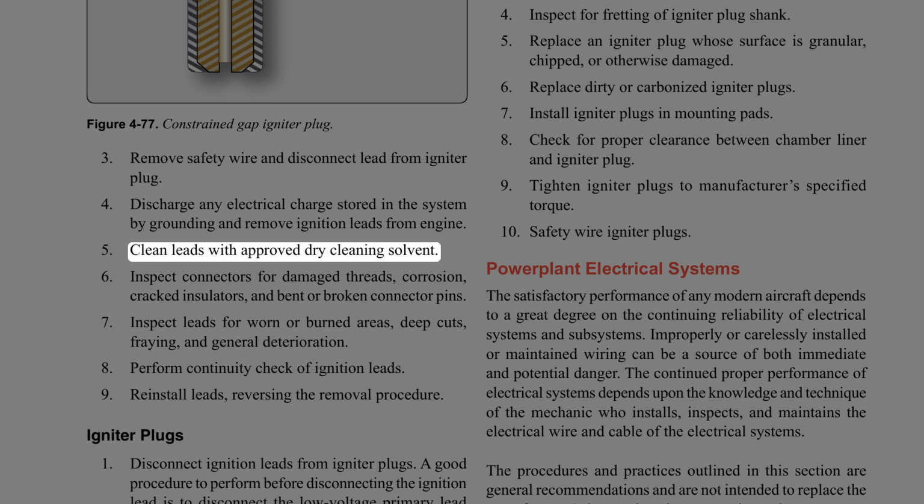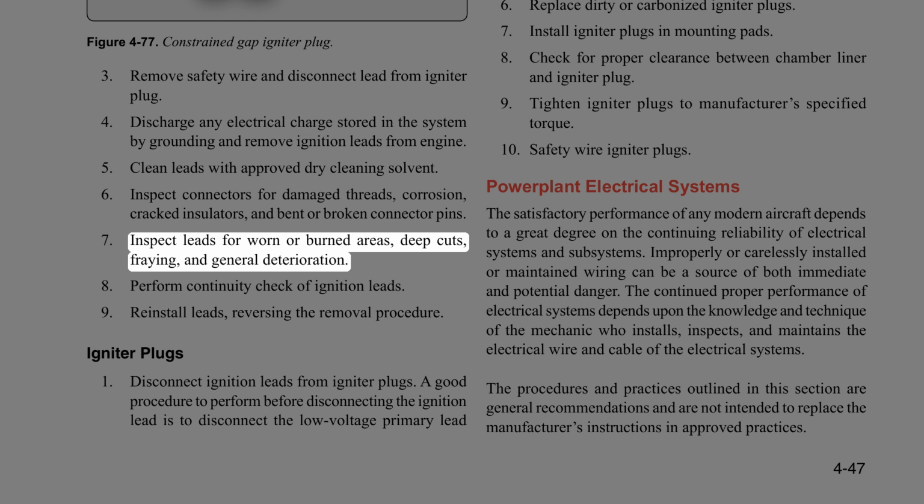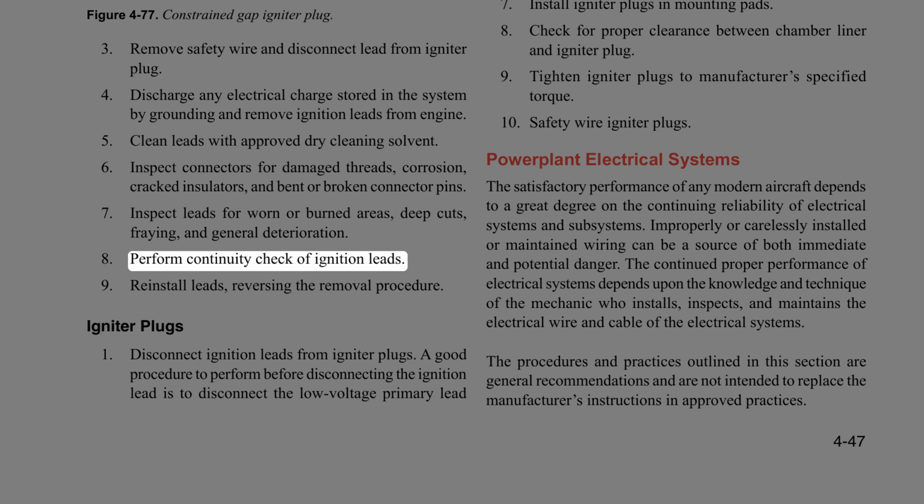Clean leads with approved dry cleaning solvent. Inspect connectors for damaged threads, corrosion, cracked insulators, and bent or broken connector pins. Inspect leads for worn or burned areas, deep cuts, fraying, and general deterioration. Perform continuity check of ignition leads. Reinstall leads, reversing the removal procedure.